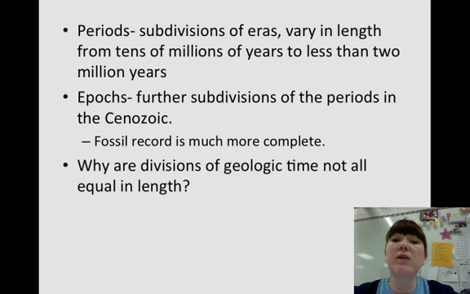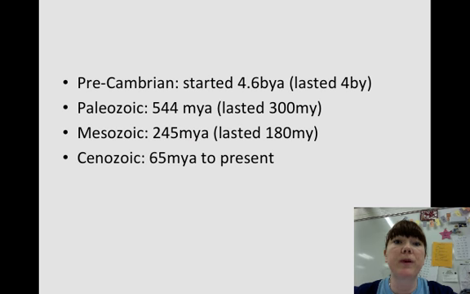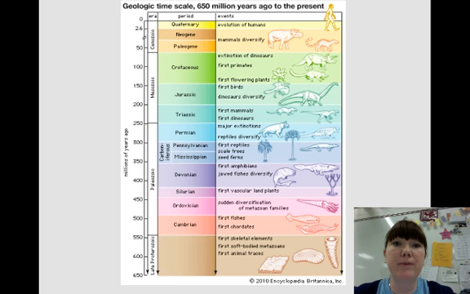So one thing to think about is why are the divisions of geologic time not all equal in length? And as you hear about these different time periods, I think you'll start to understand the answer to that. So here's a quick overview of the geologic timescale and the different eras and periods that we're going to talk about. And here's an idea of the duration of the different eras. The Precambrian lasted about 4 billion years, and then you can see that the Paleozoic, the Mesozoic, and the Cenozoic were all much shorter than that.